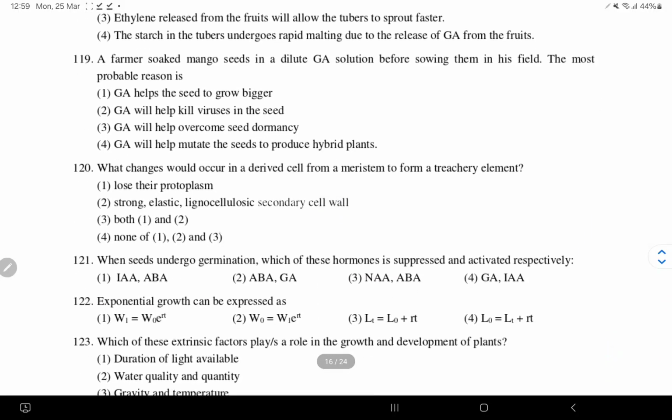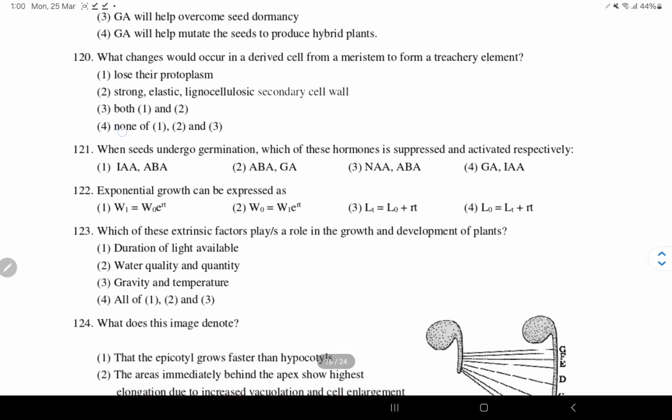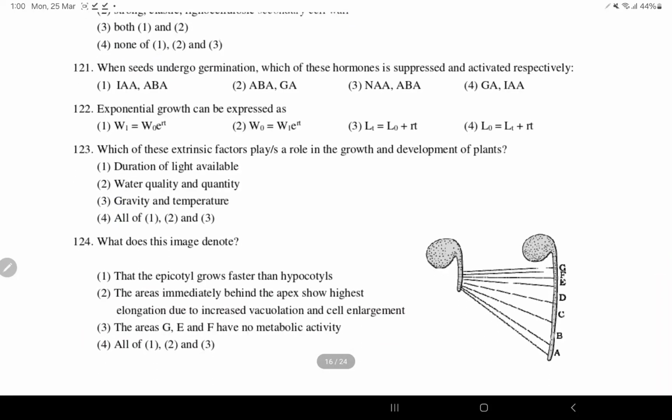A farmer soaked mango seeds in dilute gibberellic acid solution before sowing them into the field. The most probable reason is GA will help overcome the seed dormancy. So option 3 is right. What changes could occur when a cell derives itself from meristem to form a tracheary element? It loses its protoplasm and gets a strong elastic lignocellulosic secondary cell wall, both 1 and 2. When seeds undergo germination, which of these hormones are suppressed and activated respectively? Suppressed is ABA and activated is GA, option 2.